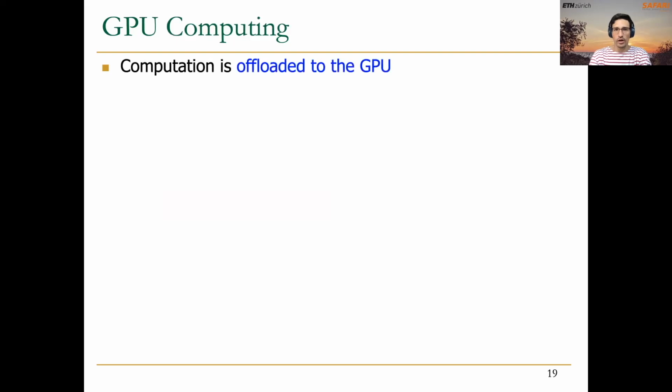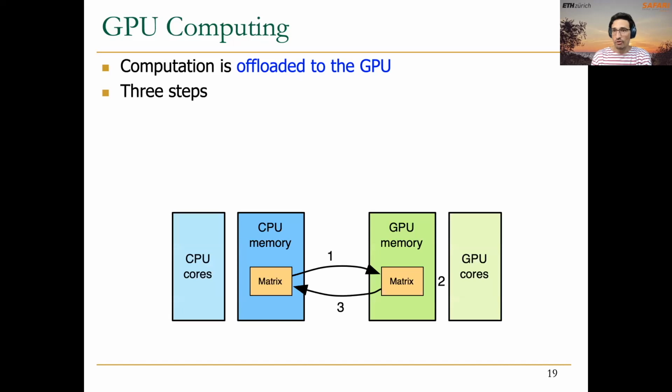Okay, very basic start of how to do GPU computing. Remember that we are talking about a heterogeneous system, so there is no GPU replacing a CPU completely. We assume that the GPU is a coprocessor or an accelerator that works together with the CPU. So computation is going to be offloaded to the GPU when the CPU decides. And we have three main steps in this process.